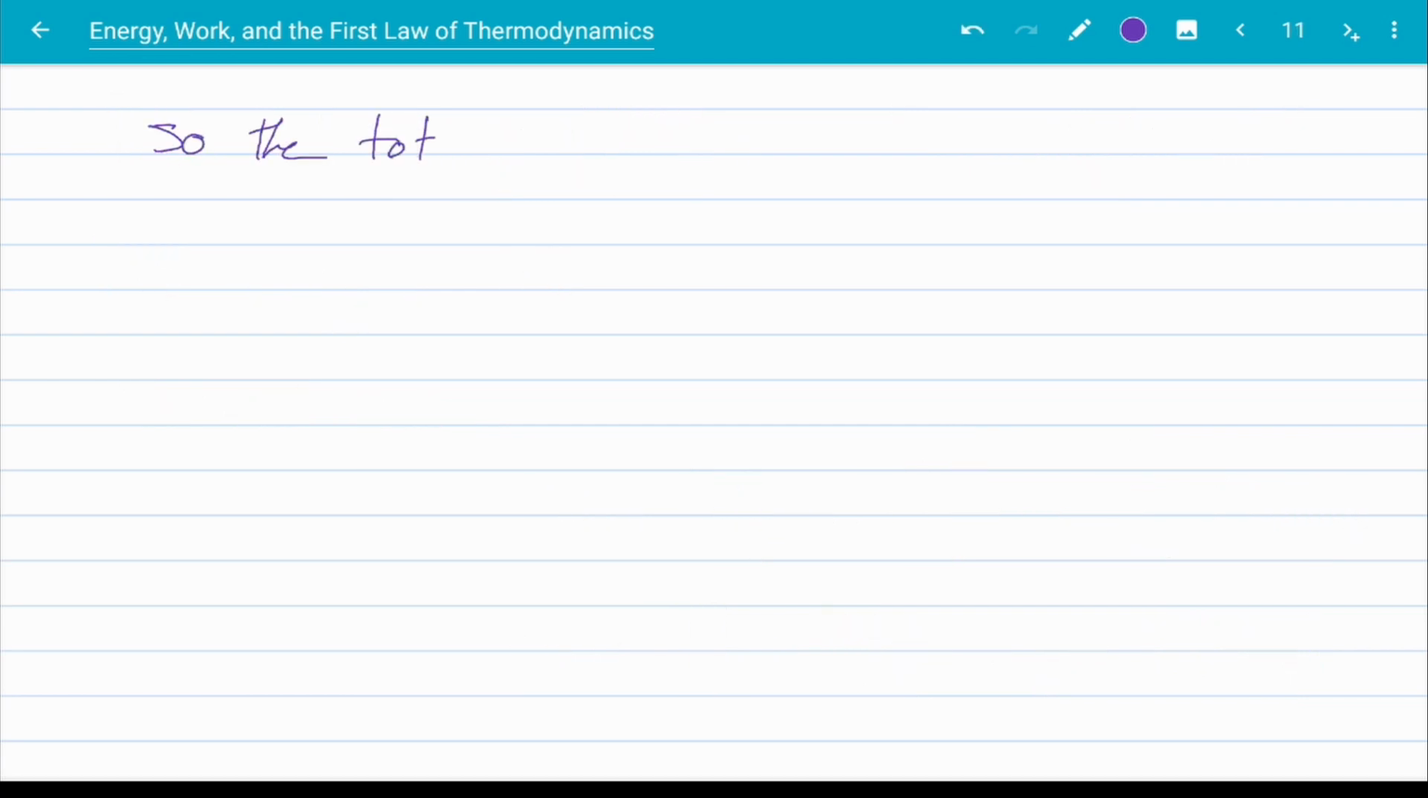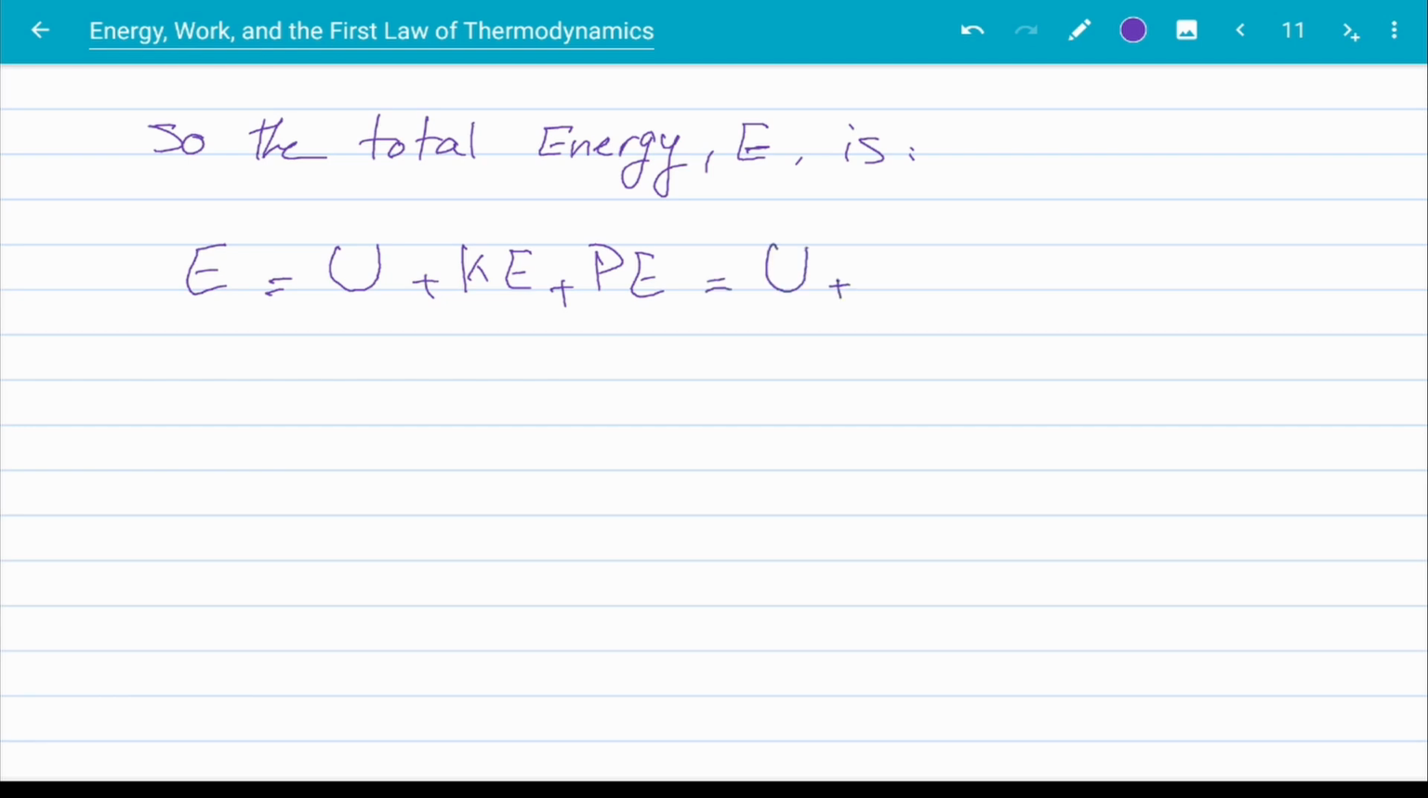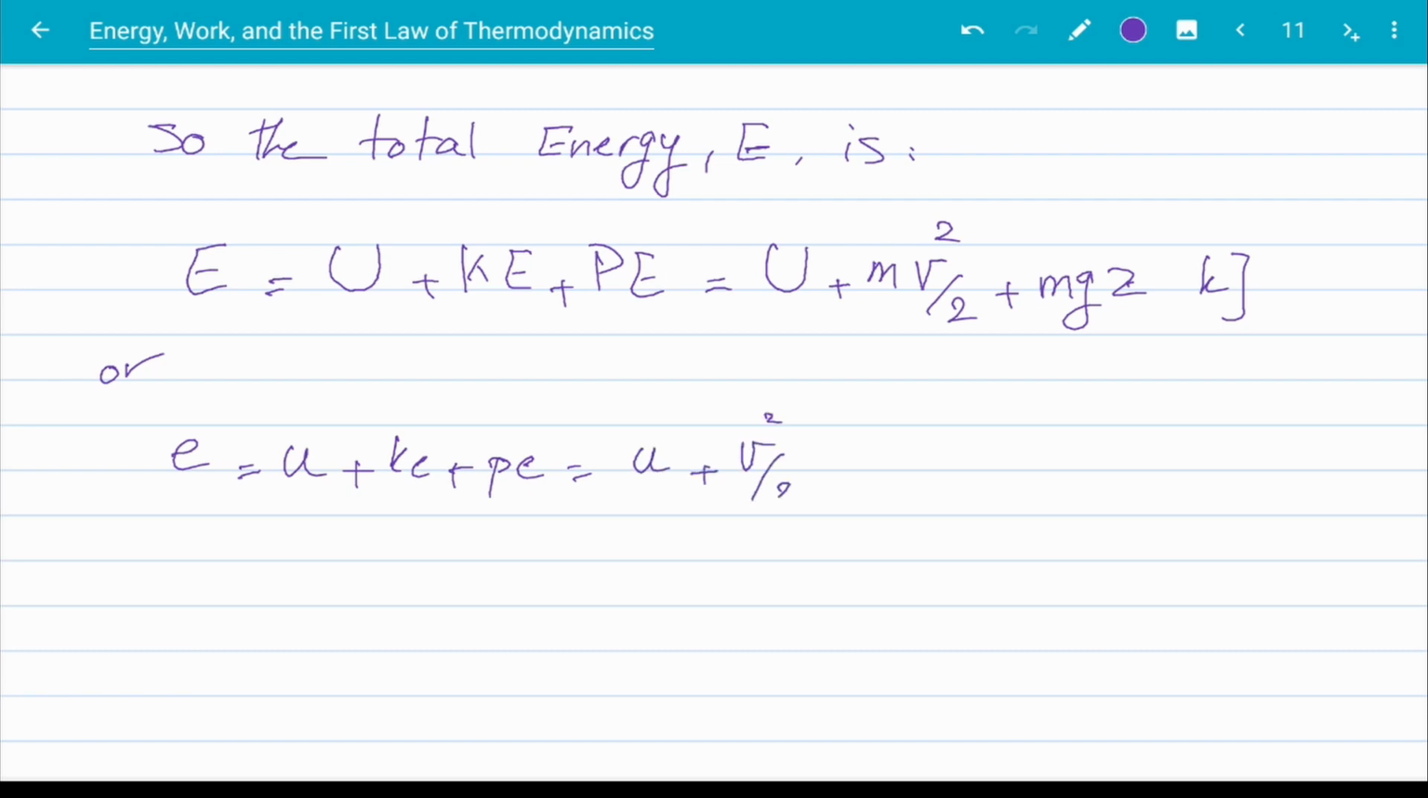So the total energy of a system is the sum of all macroscopic and microscopic energies. That means capital letter E, or total energy of the system, is internal energy plus kinetic energy plus potential energy, or U plus mass times velocity squared over 2 plus mass times gz, and the unit is kilojoules. Small letter e, or the total energy of a system per unit mass, can be written as small letter u plus small letter kinetic energy plus small letter potential energy, or small letter u plus velocity squared over 2 plus gz.